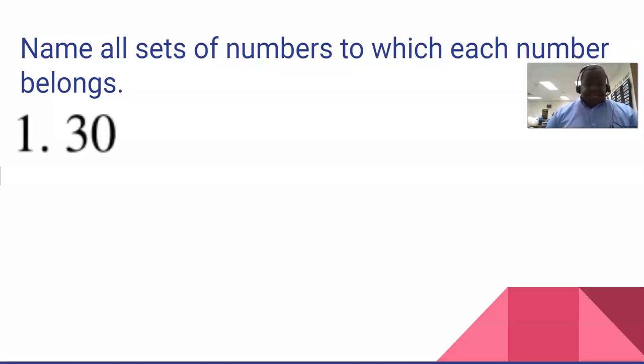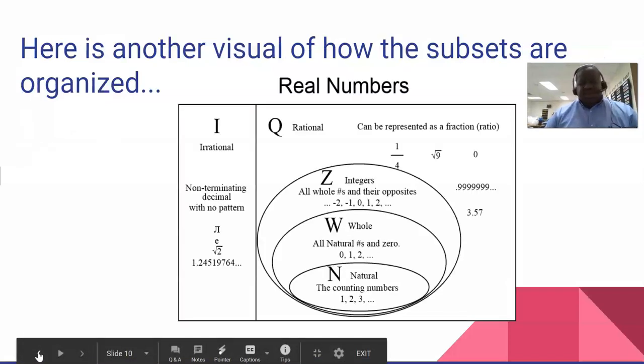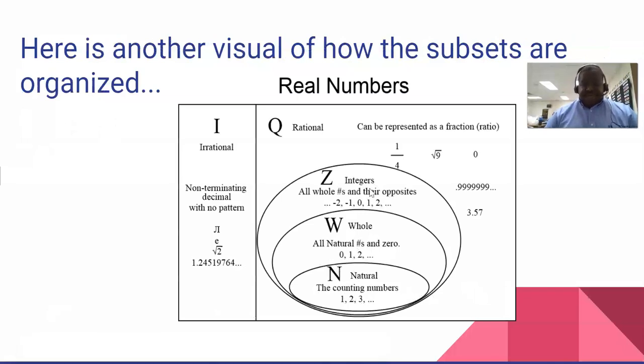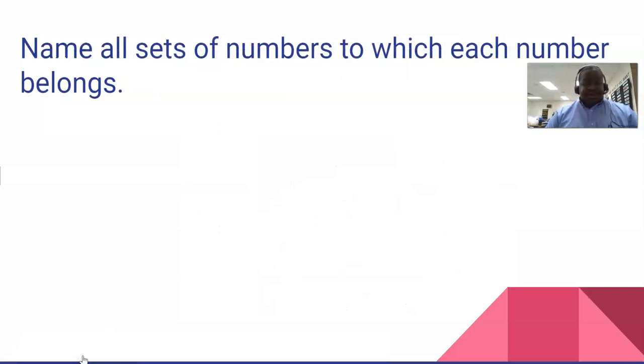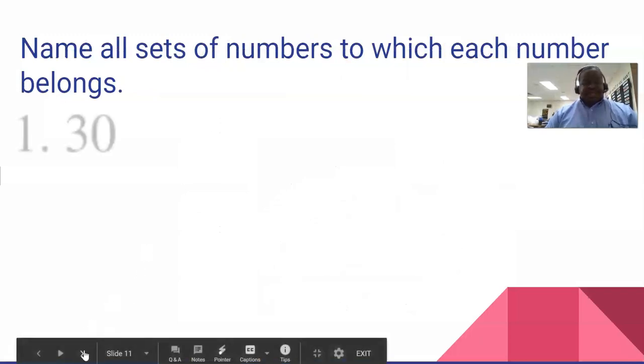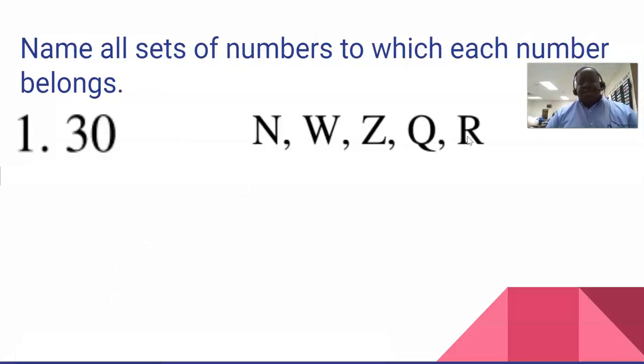When we look at 30, we think about what sets it is going to belong to. So think about that. Is 30 a natural number? Yes. Is it a whole number? Yes. Is it an integer? Yes. Can I write 30 as a fraction? 30 over 1. So yes. Is it irrational? No, it's not. And all of these numbers, everything inside of the box, will be classified as a real number. So 30 would be all of those except irrational. So let's take a look. That's it. Natural, whole, integer, rational, and real.